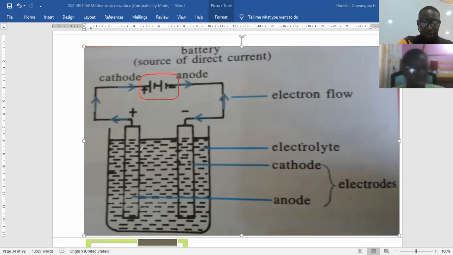I need you to write that down. The negative electrode, which is the cathode, will attract the positive ions. That means they could be metals and hydrogens. And these positive ions are called cations. Now, the positive electrode, which is the anode, will attract negative ions, and the negative ions are called anions. All right.